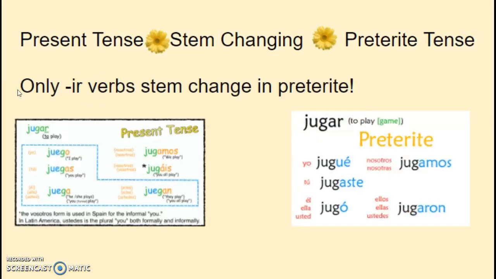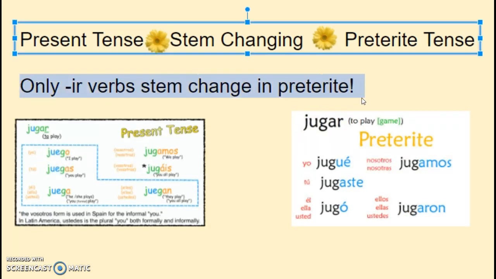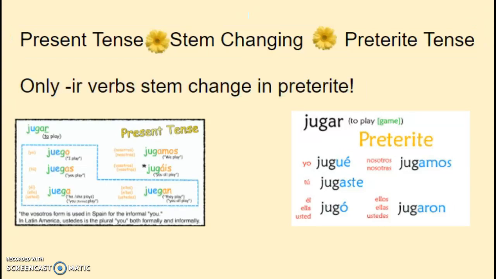And also just a friendly reminder, it's only IR verbs that stem change in the preterite tense. Here's an example of jugar. Jugar changes U to UE. In the present, I have my boot for the present tense, jugar. Preterite tense, jugar, I have no stem change. No U to UE anywhere.